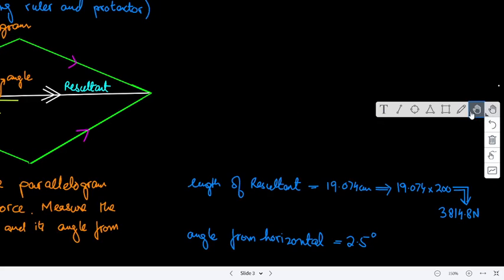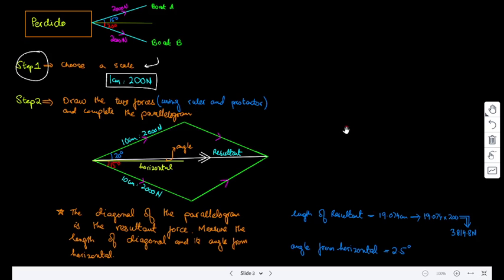Try drawing this diagram on a piece of paper and you'll get the exact same answer. You'll have to use a ruler and a protractor for this. This is a must. This is how you use a parallelogram method to find the resultant of non-parallel vectors.